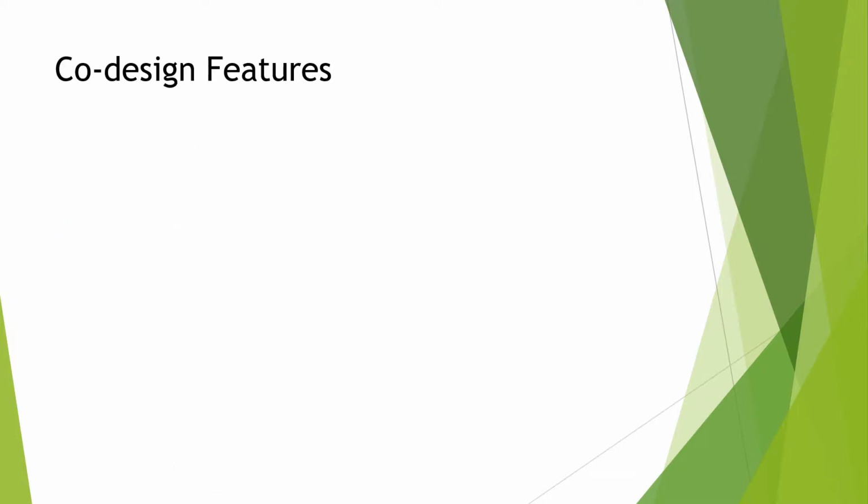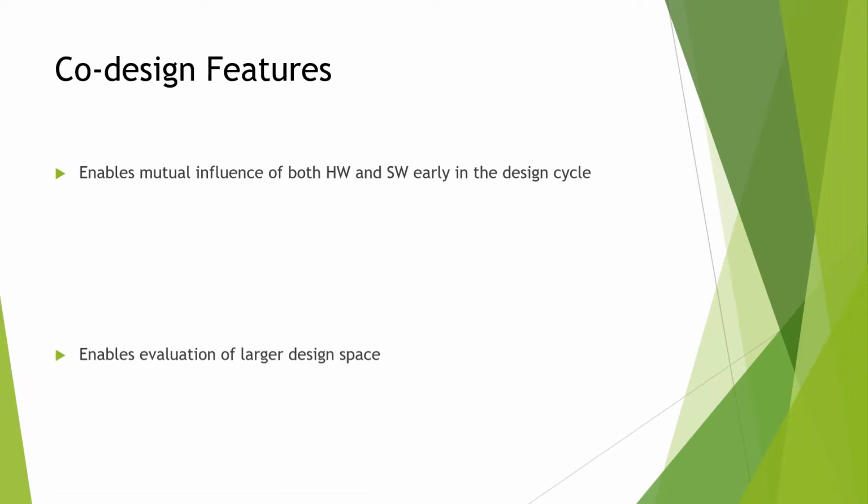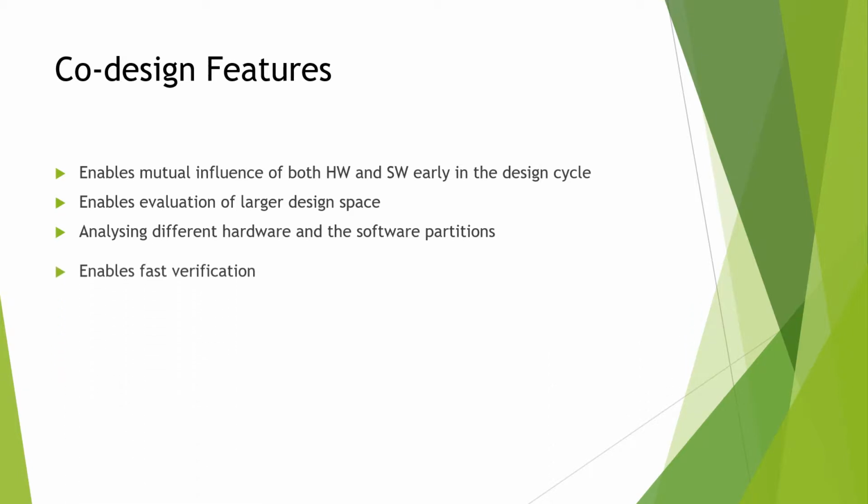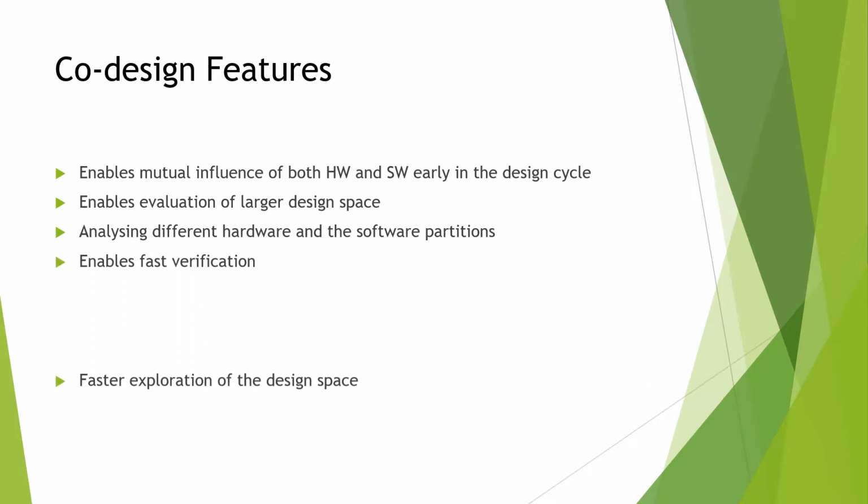What are the co-design features? The features of the co-design are as below. Enables mutual influence of both hardware and software early in the design cycle. Enables evaluation of large design space, analyzing different hardware and software partitions. Enables fast verification, faster exploration of the design space.